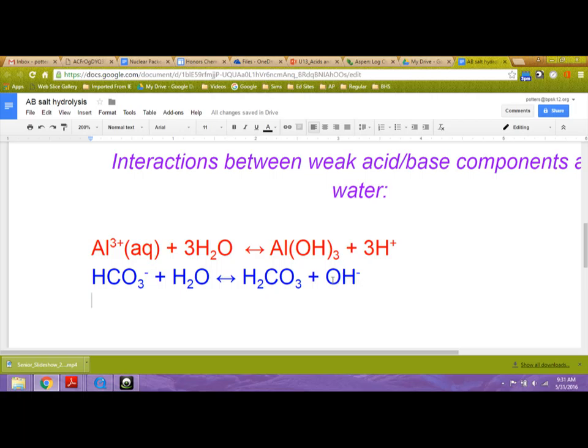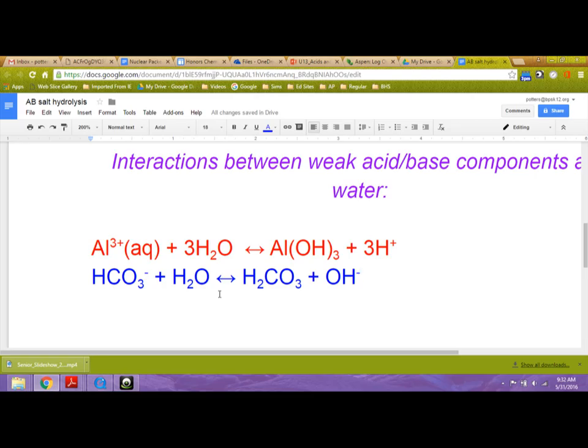And so with the excess hydroxides in solution, that is going to give us then a pH of greater than 7, and that is why we end up seeing the sodium bicarbonate measuring in the basic range, because there's an excess of hydroxide ions that are released as a result of this interaction with the bicarbonate ion in water. So that is, in a nutshell, hydrolysis of salts.